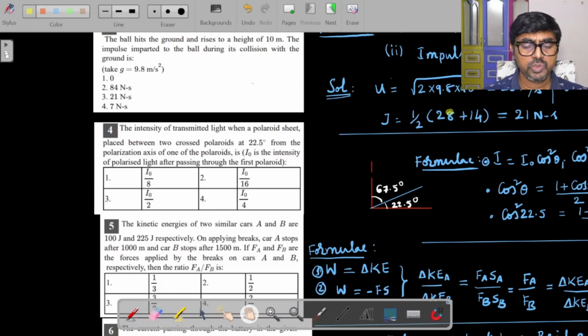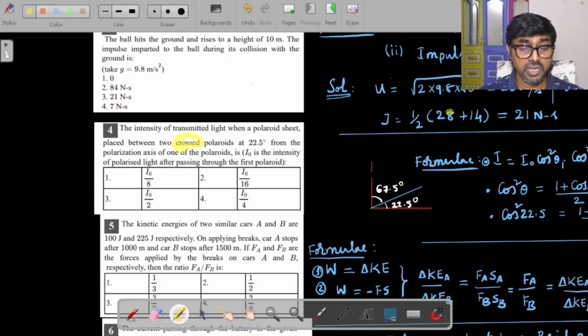Alright, now let us go to the next question, the fourth question. The intensity of transmitted light when a Polaroid sheet is placed between two crossed Polaroids. So, crossed Polaroids, crossed meaning what? 90 degrees. Do not go into biology crossed there, that is a different thing. Here it is 90 degrees we are talking about. Polaroid at 22.5 degrees from the polarization axis of one of the Polaroids. Then I0 is the intensity of the polarized light after passing through the first Polaroid. Then what will be the intensity that will be coming out?